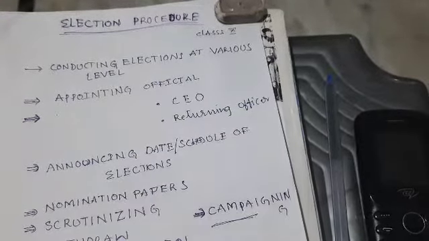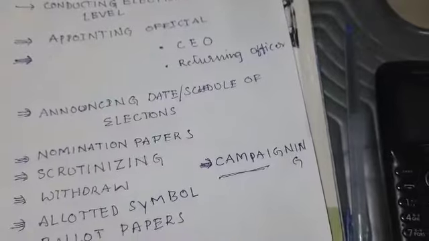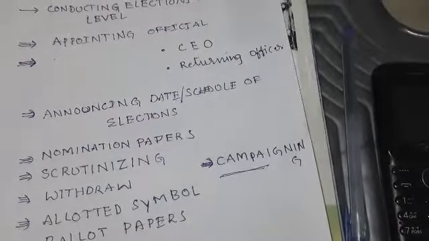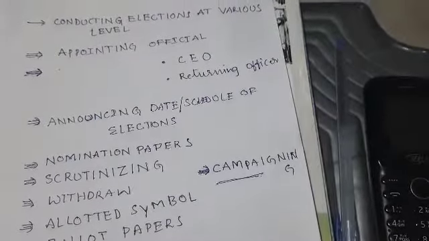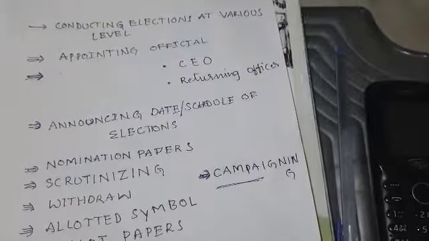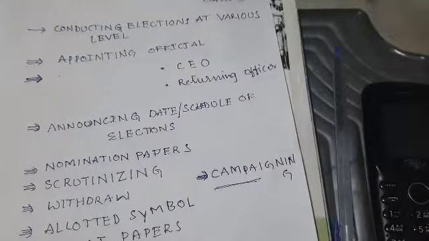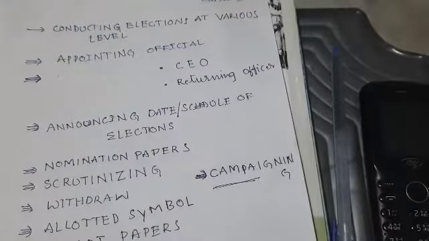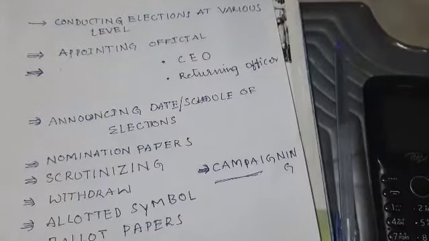So all these will be announced by the Election Commission. That is the second subheading: announcing date and schedule of elections. The Election Commission announces the date and schedule of elections which are conducted in a particular region, maybe for MLAs, or MLCs, or Lok Sabha MPs or Rajya Sabha MPs, or whatever. Coming to the nomination papers, look at that: nomination papers.